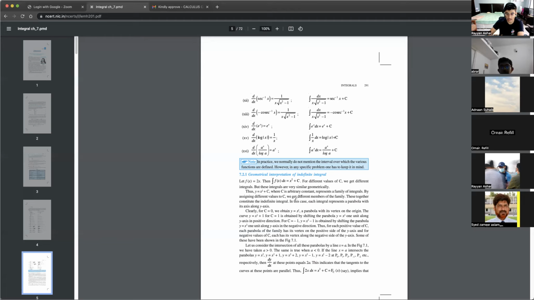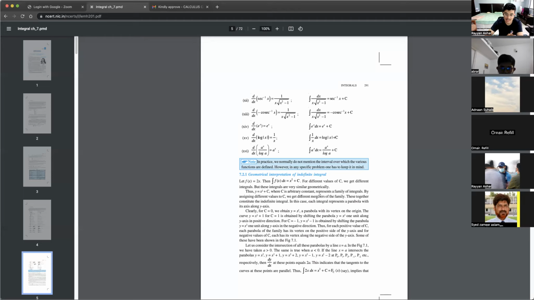Again, going back to what we studied, we saw that an indefinite integral deals with all or the entire family or the entire class of antiderivatives that are obtained due to variation in C. So these together constitute the indefinite integral. In this case, each integral represents a parabola with its axis along the y-axis.